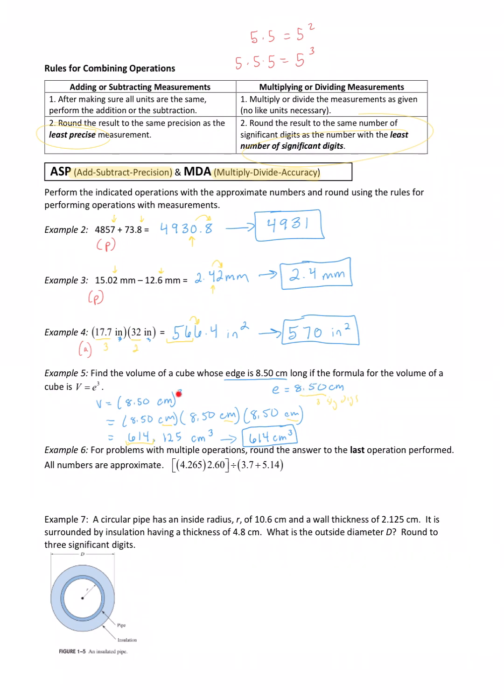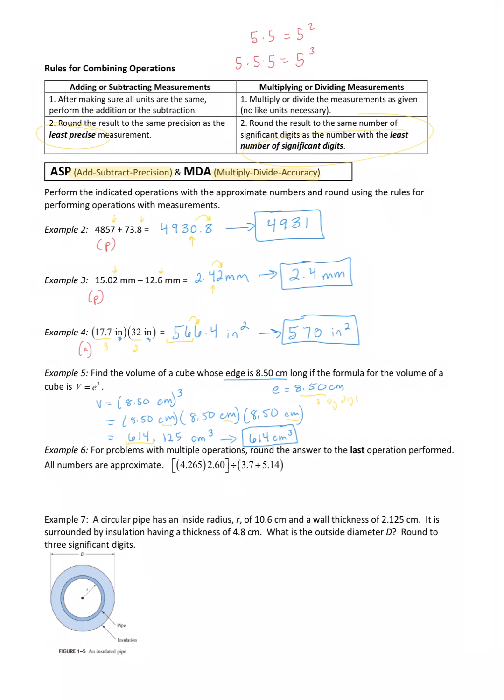Well, if it's being raised to the third power, that means we have 3 of them being multiplied by each other. And then we take 8.50 multiplied by itself 2 more times. We get 614.125. Centimeters times centimeters times centimeters does give us centimeters cubed. And since we have to go for 3 sig digs, we look at the first 3. Since to the right of that is only a 1, the 4 does not change, so it stays as 614 centimeters cubed.